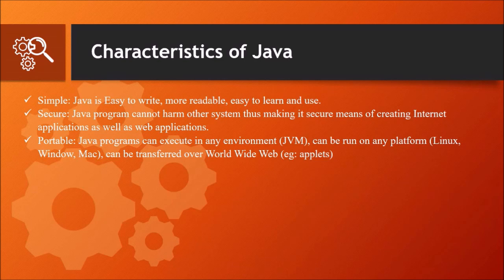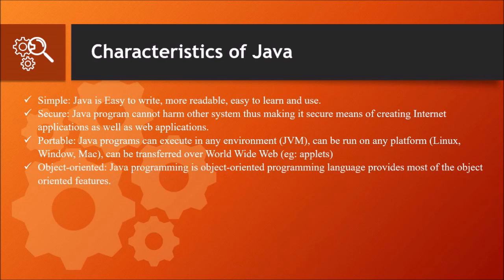That means it supports all the object-oriented features which we discussed earlier. Next one, robust. Java is robust. That means Java is designed in an error-free programming manner. That is reliable, crash-free, performing runtime checks also.